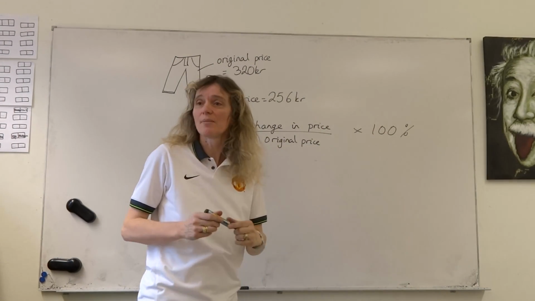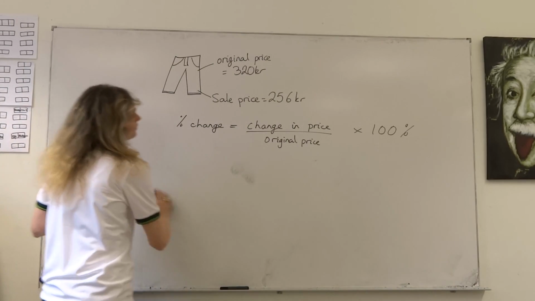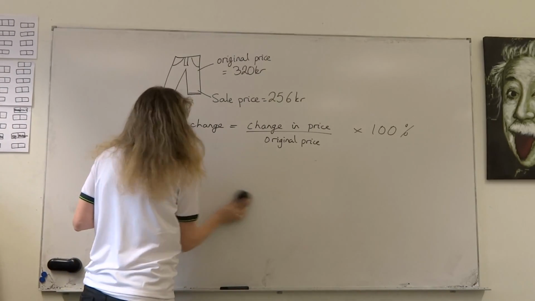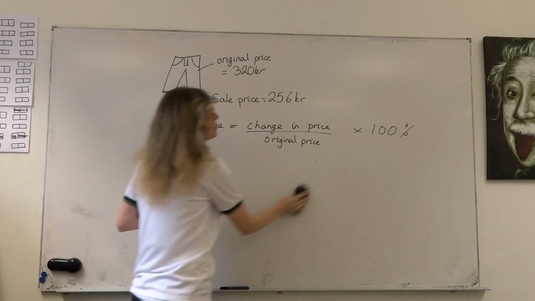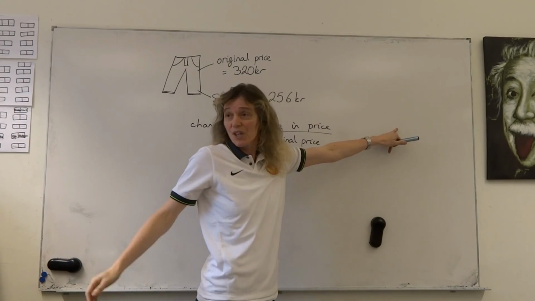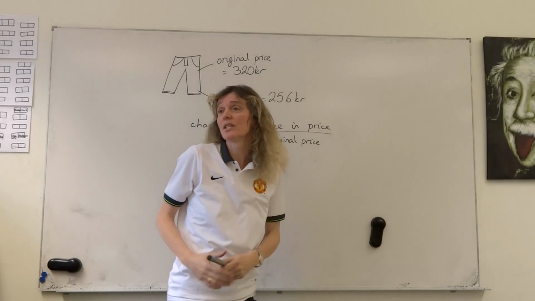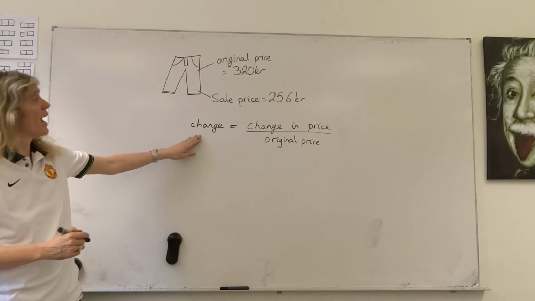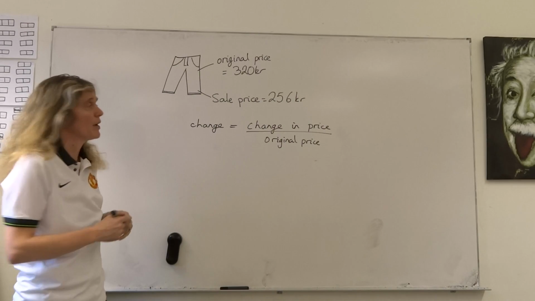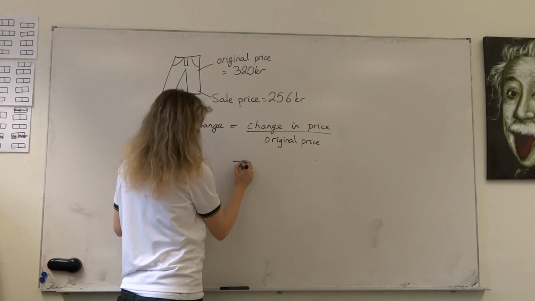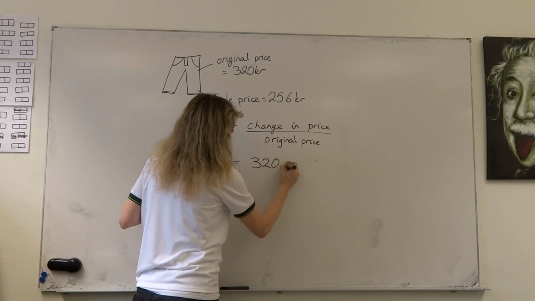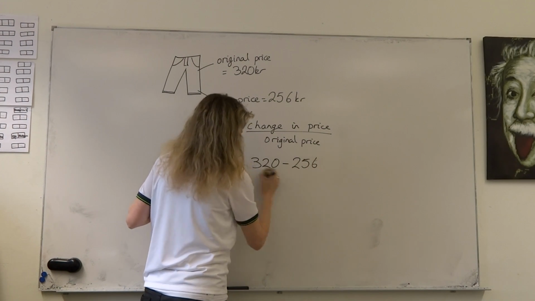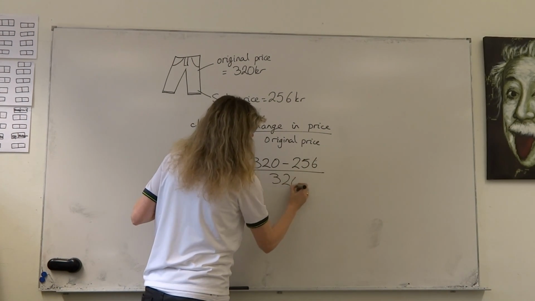So let's not times it by 100 and see what happens. Because what we would get then is we would just get the change as a fraction. Timesing it by 100 just changes it to a percentage afterwards. Let's see what happens if we just write the change is the change in price divided by the original. We would get 320 minus 256 divided by 320.